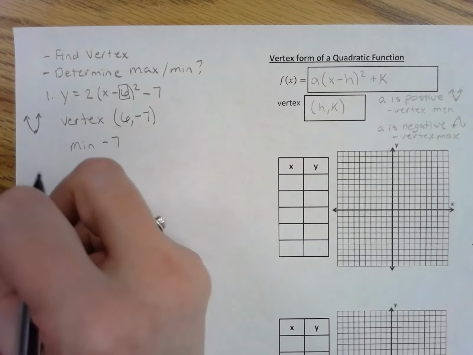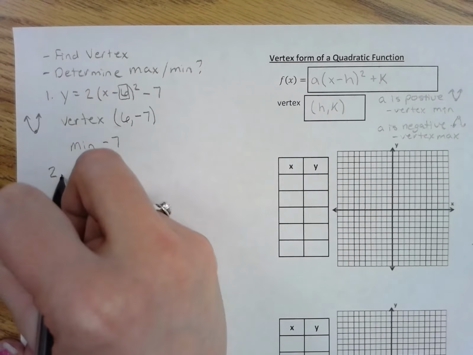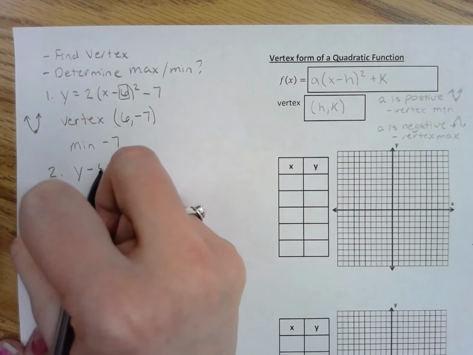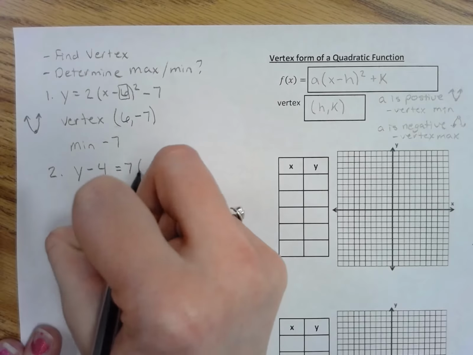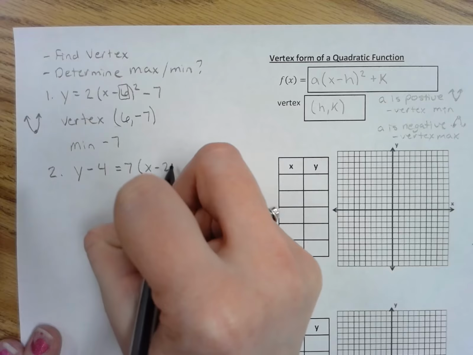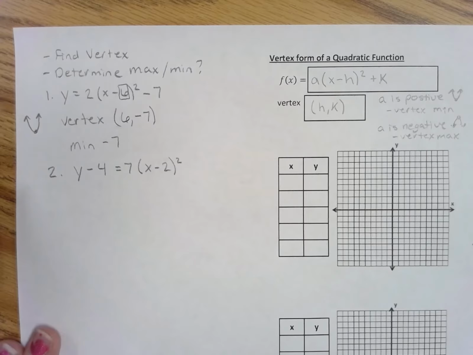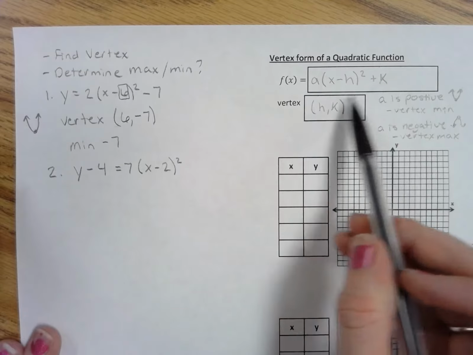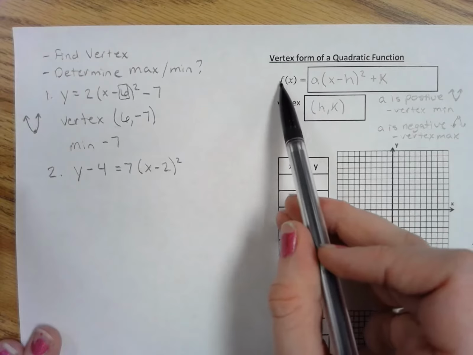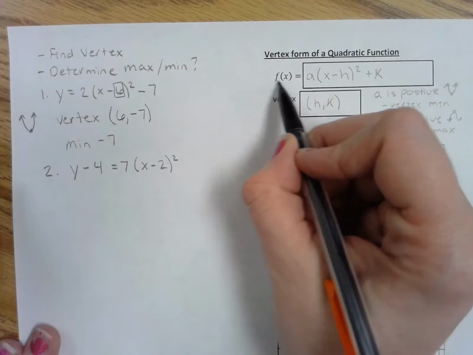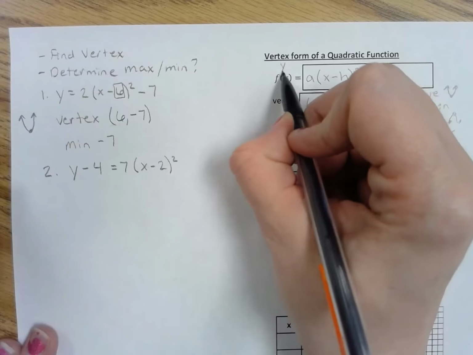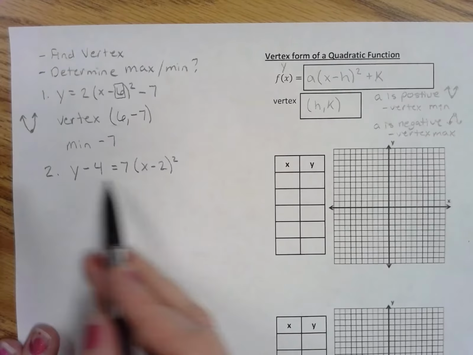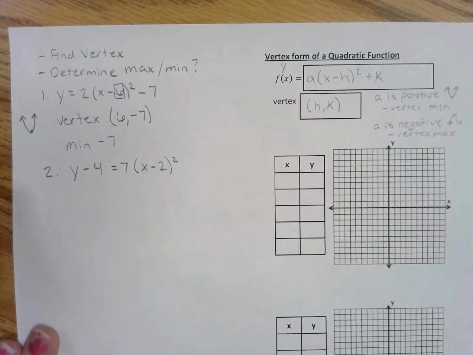Let's look at another example, number 2. Here we have y minus 4 equals 7 times (x minus 2) squared. Well, notice this one is not in vertex form. Vertex form says everything has to be on one side of the equal sign with f of x or y, which is the same thing as just saying y equals. That's not happening here, but we can solve for y and get y by itself.